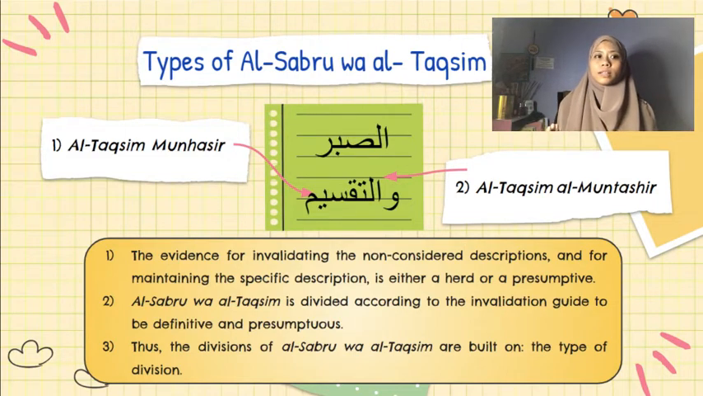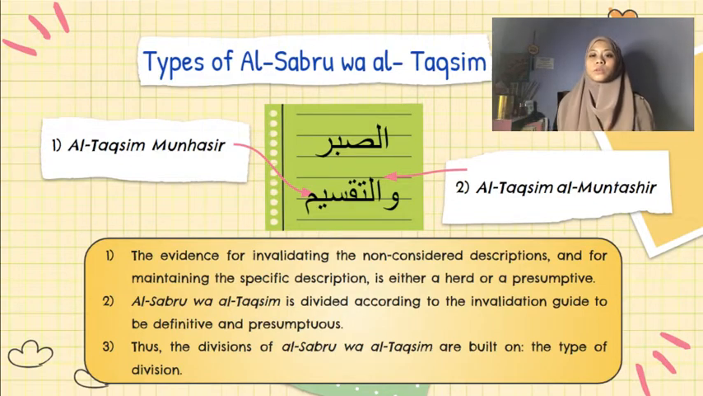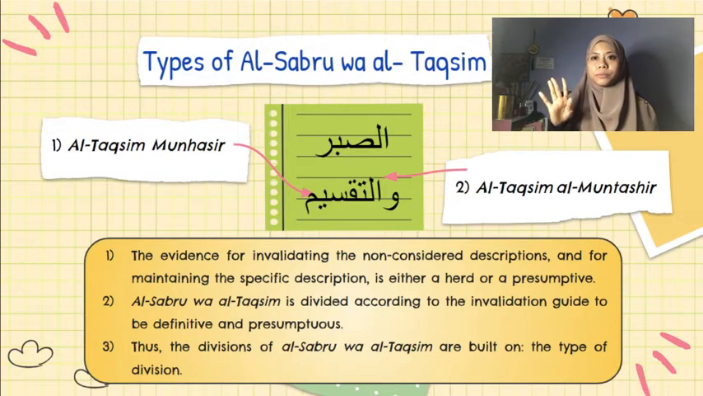The division of as-sabru wa taqsim are built on the type of division, whether it revolves between negation and affirmation or not, and on the type of as-sabru, which is invalidation, whether it is with qat'i, yani definitive evidence, or with zanni, presumptive evidence. So the divisions will become 4.